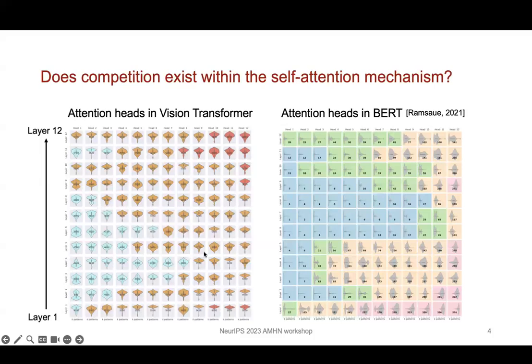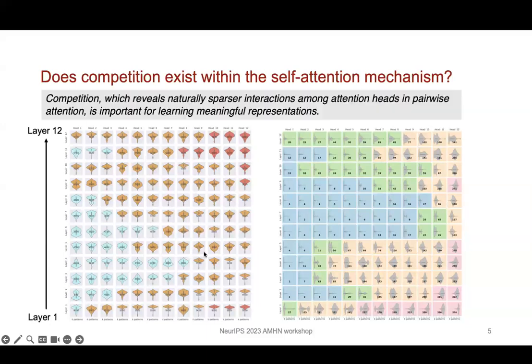We first explore the existence of competition within the transformer models of attention and its impact on different modalities. Our analysis of the attention heads in both the Vision Transformer and the BERT transformer models shows that there's varying sparsity, with usually the middle layer exhibiting a notable degree of sparsity compared to the lower and higher layers. We show that the competition among attention heads in pairwise attention proves to be crucial for learning meaningful representations, reviewing the naturally sparser interactions that enhance the overall learning process.